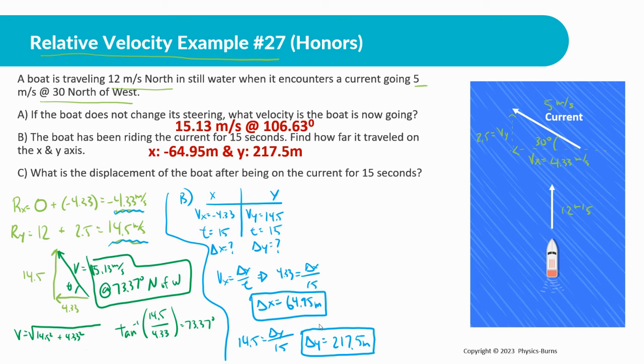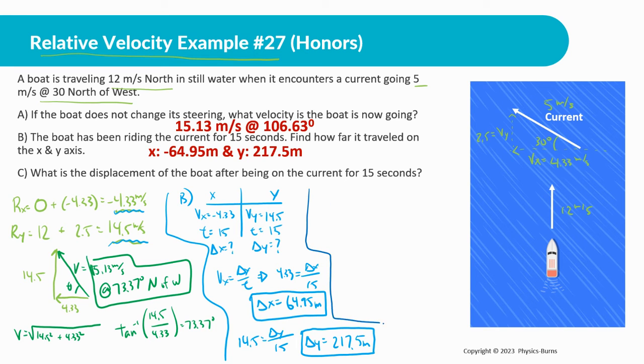Okay. I guess they have a negative there. So if you wanted to have negative, that's fine. If you didn't, I also think that's fine because it doesn't specifically say. What is the displacement of the boat after being on the current 15 seconds? So great, displacement. So what this is asking for is just the combined value.